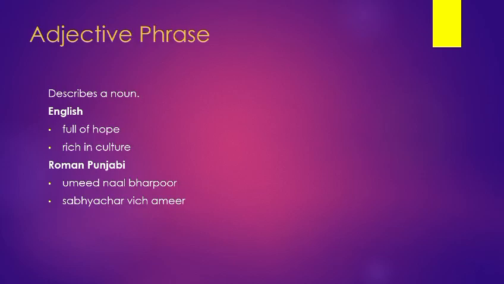Then we have adjective phrase. Similarly, the adjective phrase describes a noun. As we all know that adjective describes a noun. Similarly, the adjective phrase is a group of words that describe a noun. So we will say full of hope or rich in culture, or in Punjabi we will say उम्मीद नाल भरिया या उम्मीद नाल भरपूर या कल्चर रिवायतां नाल भरिया. These are the adjective phrases we have in Punjabi.